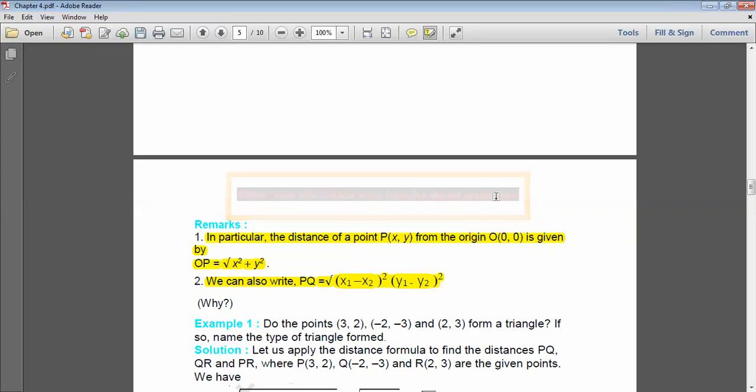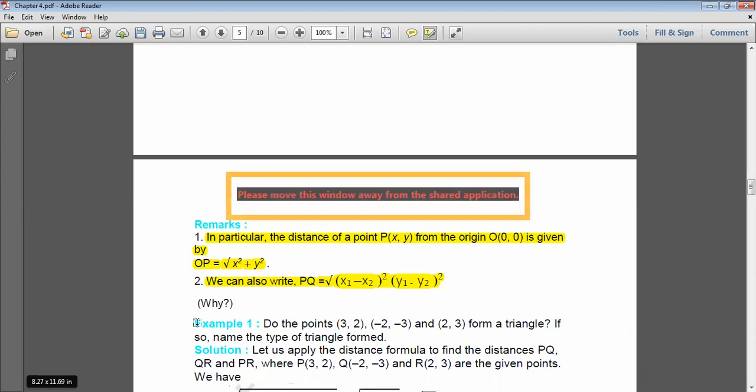So now we are going to do some examples using this distance formula. And remember one thing, each of these examples is of a different kind. So listen carefully to how we are solving each of the questions.